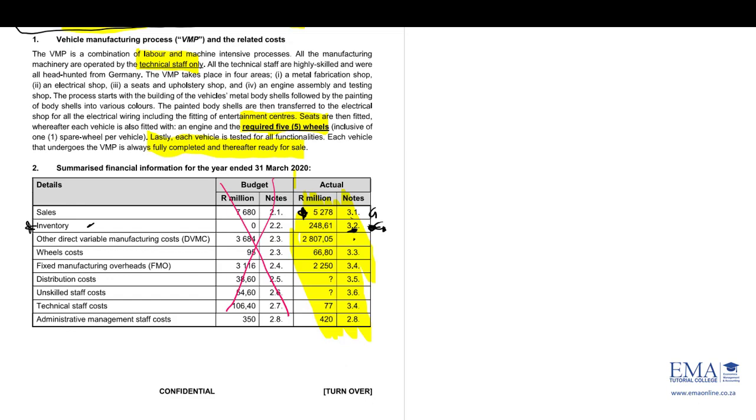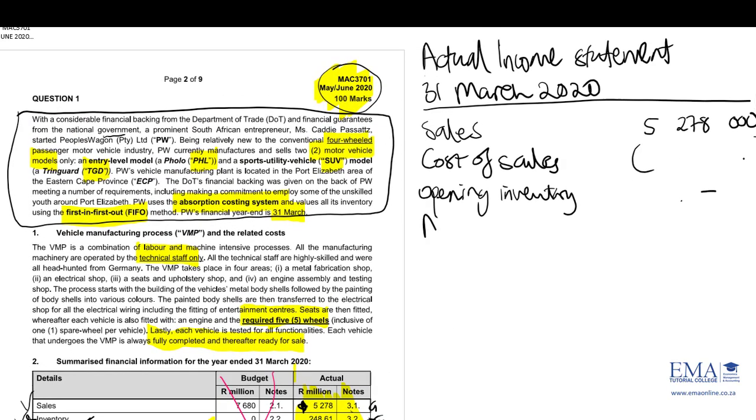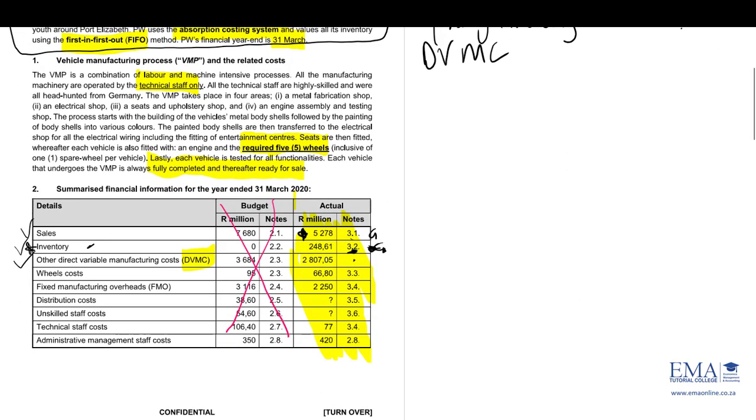Okay, so instead of us adding wheels and other direct variable manufacturing costs so that they can become direct material or prime cost, we're just going to take item by item. So we're starting with what? This we have dealt with. Now let's deal with other direct variable manufacturing cost. So this was given. I'm just going to use this abbreviation that they gave us to shorten it. Which was how much? 2807.